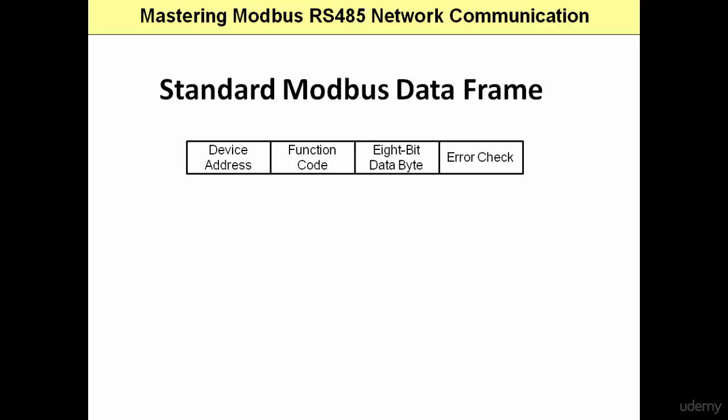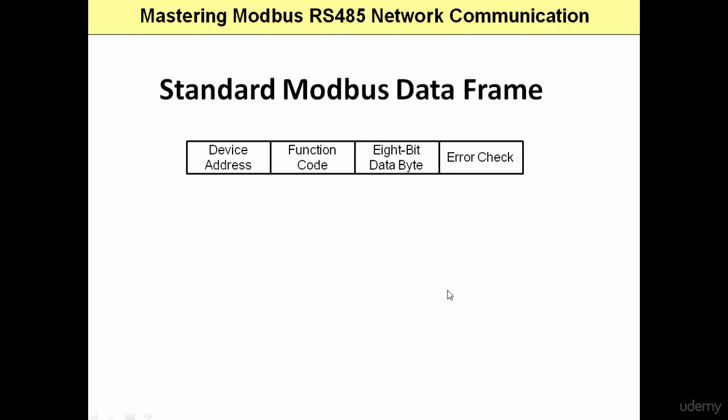Okay, so what you're seeing in front of you is a standard Modbus data frame. You can see the device address, which, in the case of a query, is the address that goes to the slave, and the function code, which tells the slave what function to perform. This could be read input registers, read coil status, etc. These are the data bytes associated with it, and then there's an error check or CRC field.